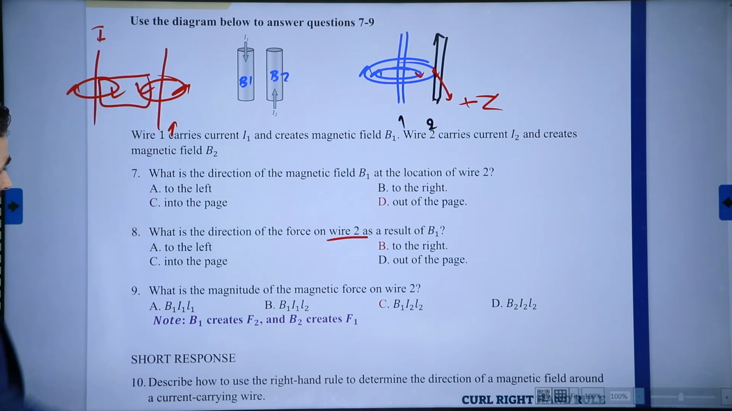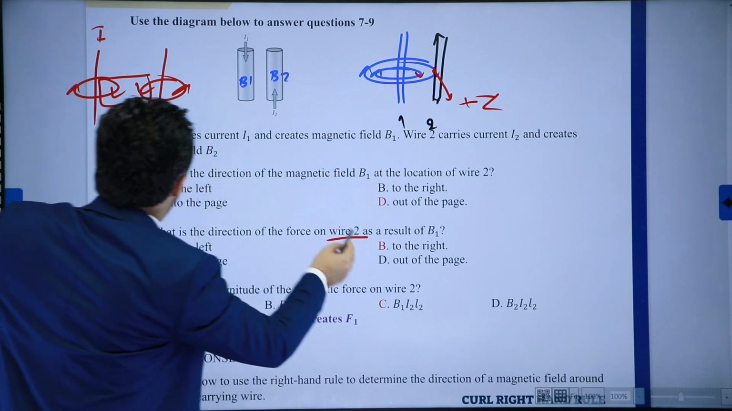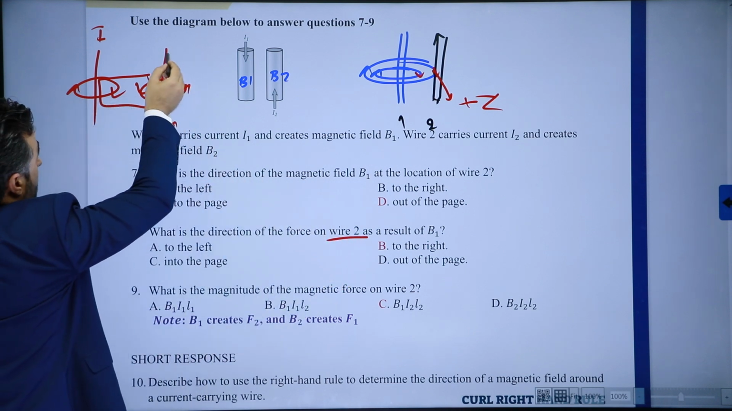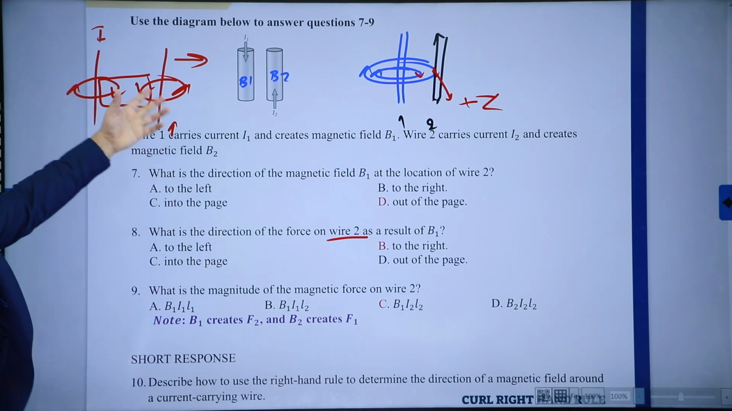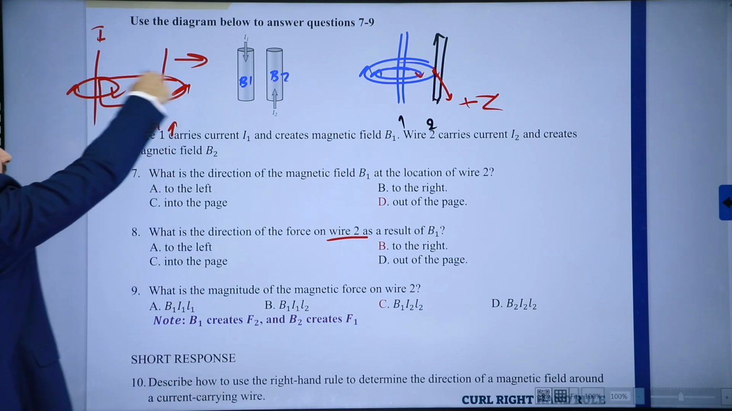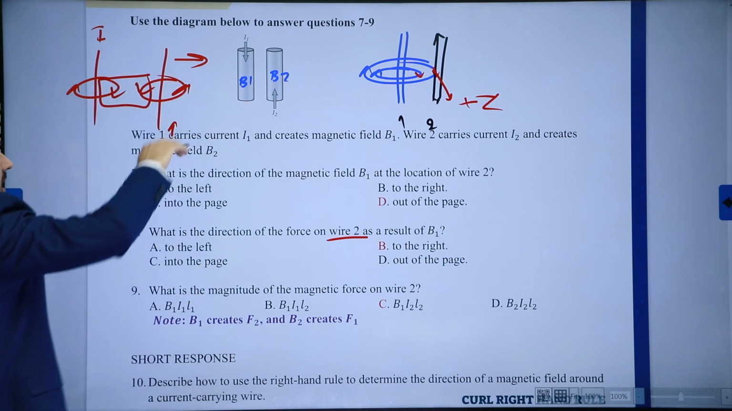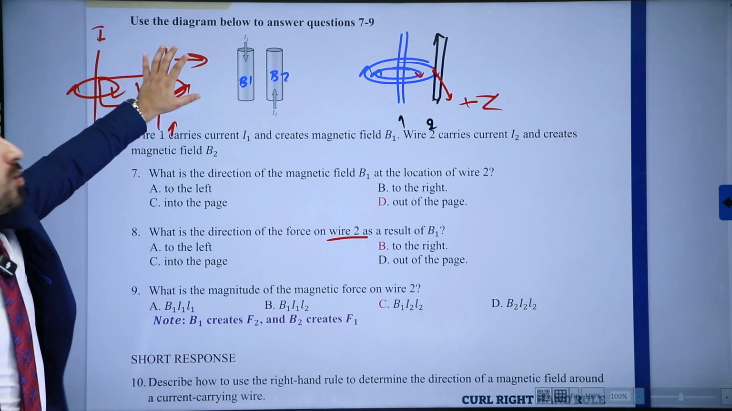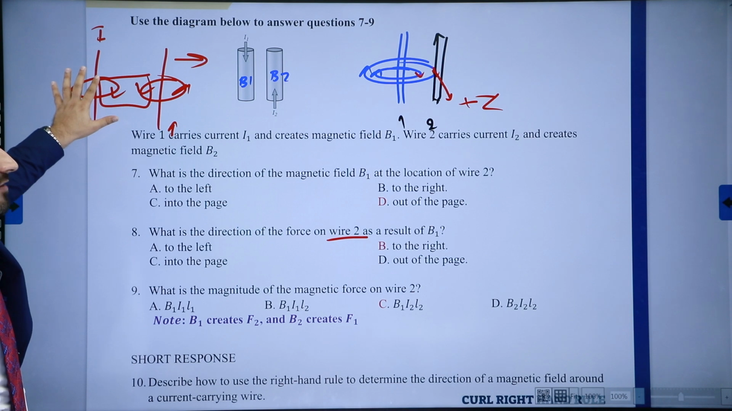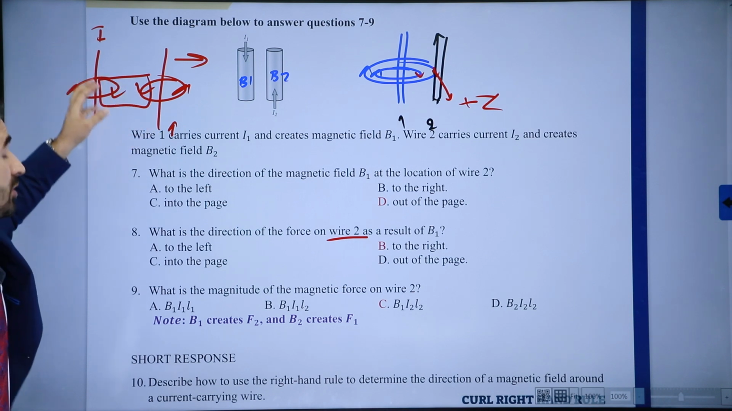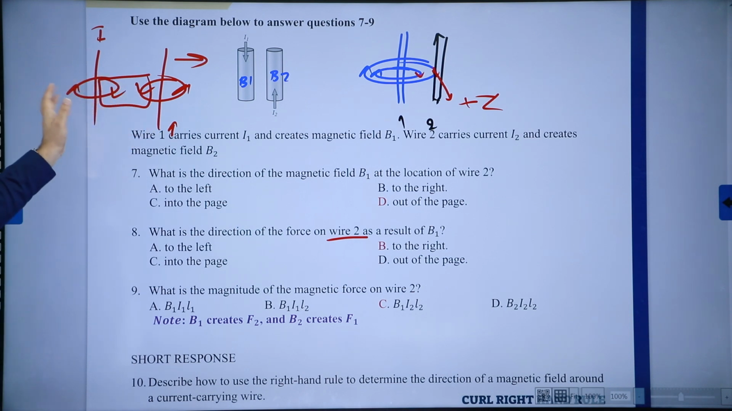So the question is, what is the direction of the force on wire 2? Wire 2, of course, is going to be repelled, yeah? As a result of wire 1. Why will it be repelled? Because this magnetic field, of course, is going to repel it. Imagine if we only have one wire. As long as the current passes through the wire, there will be a magnetic field around the wire, and this wire will not be pushed or repelled or attracted, pushed or pulled, yeah?